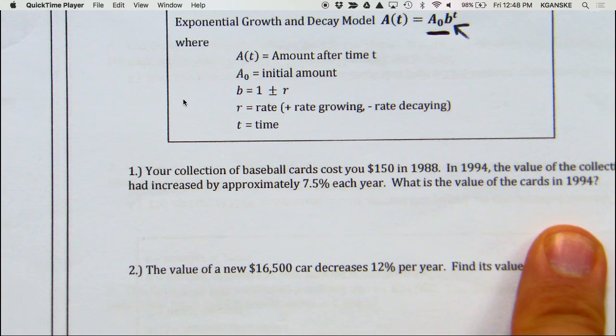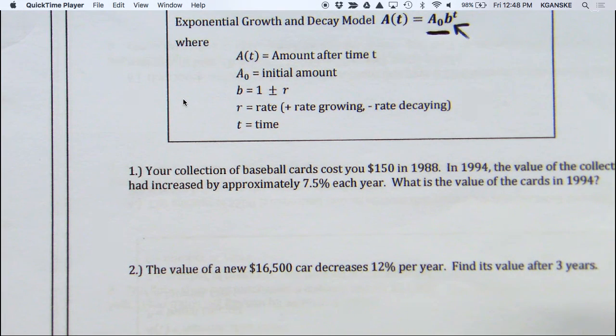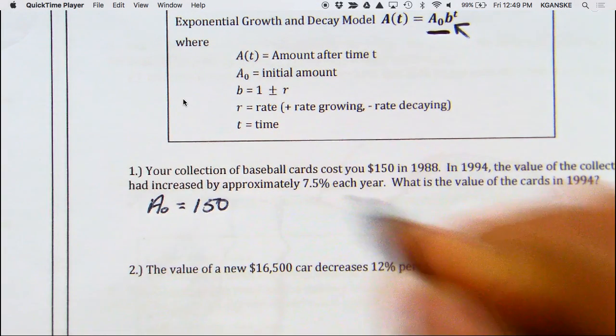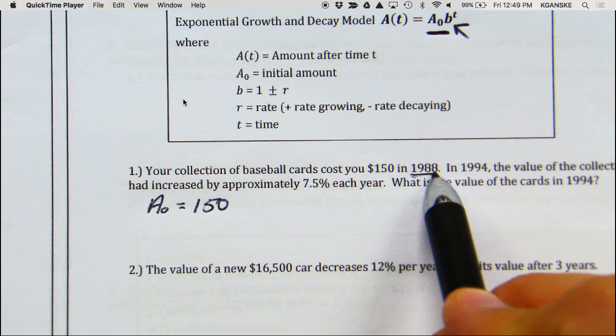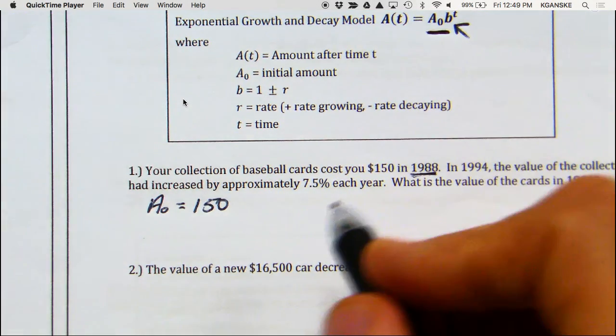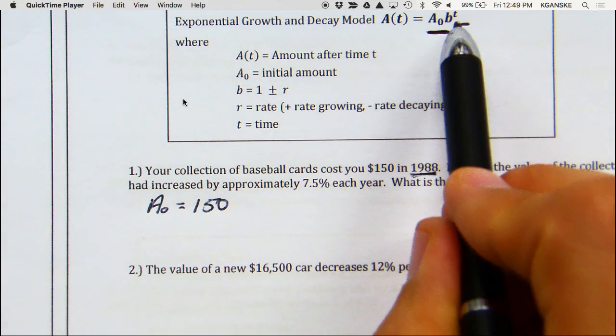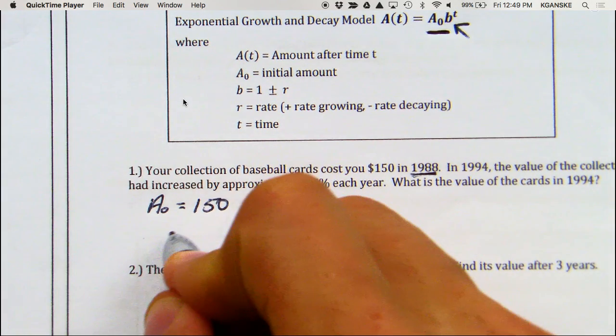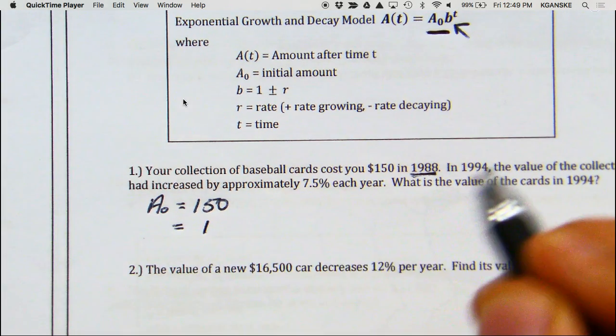Somebody tell me, what's my initial amount there? 150, sounds right. So I can list this at 150. That makes 1988 my zero time, right? That's when I'm starting. That's when the growth is going to start on this 150. So I know that my growth rate is going to be 1 plus... now, how do I do this?